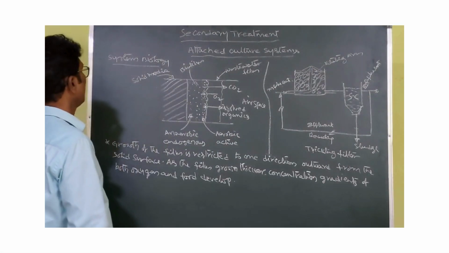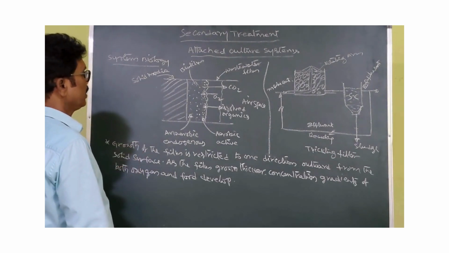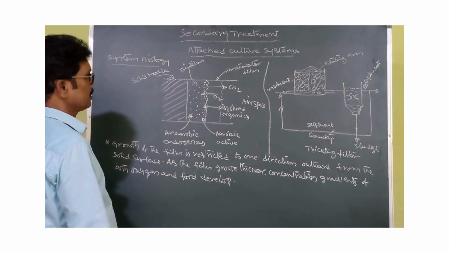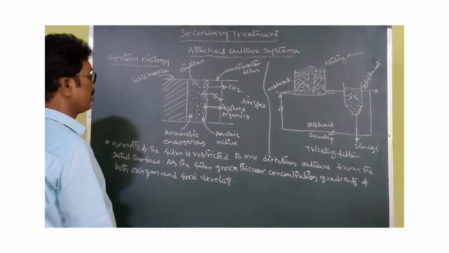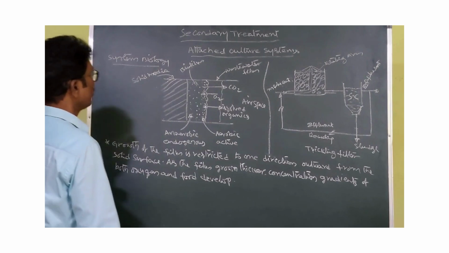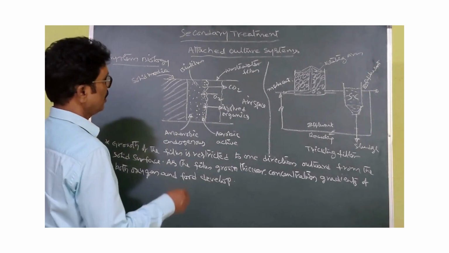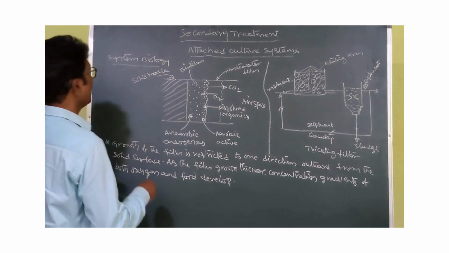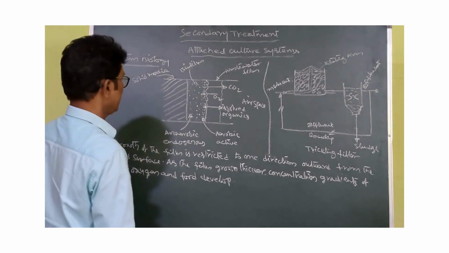So far we discussed attached culture systems: trickling filter, bio tower, and rotating biological contactor. Coming to that, what is the mechanism that is taking place on the media in the reactor? It is called system biology.